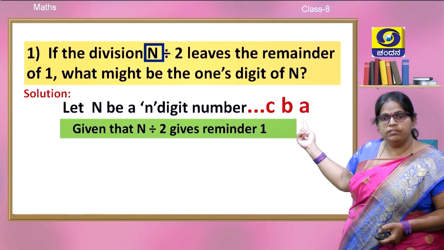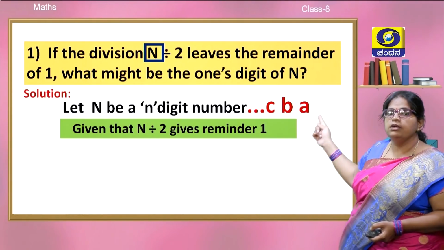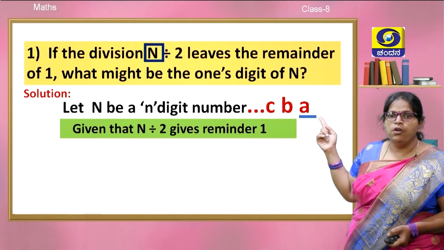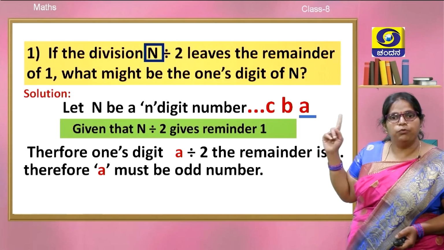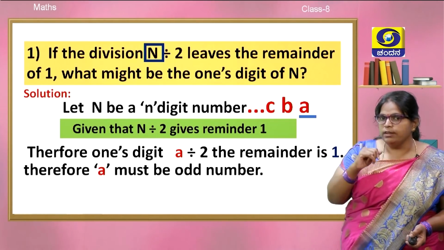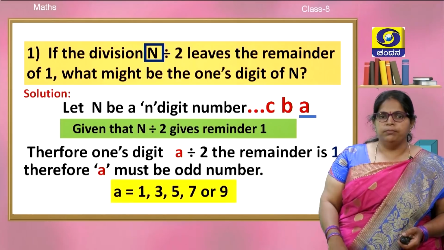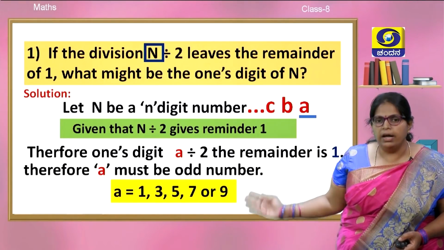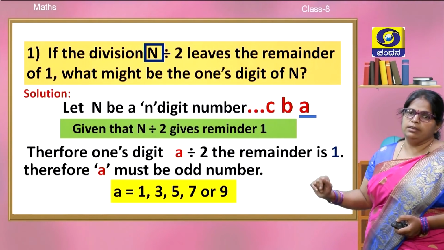So, since the divisibility of a given number by 2 depends on the number in the units place, that is A. Therefore, when we divide A by 2, it must give the remainder 1. So, if the remainder is 1, that means A must be an odd number. Therefore, the ones digit of a given number must be equal to 1, 3, 5, 7 or 9.